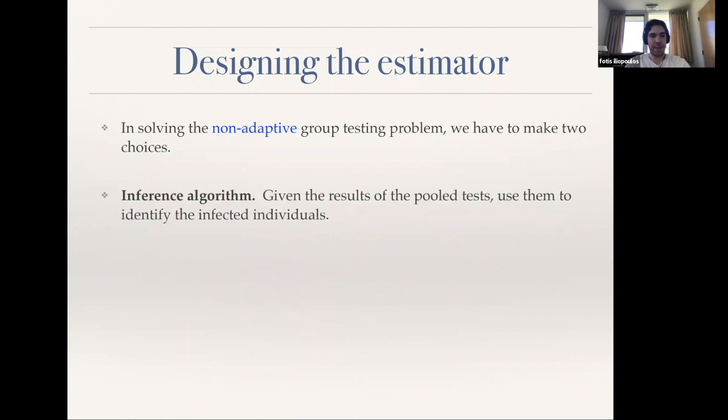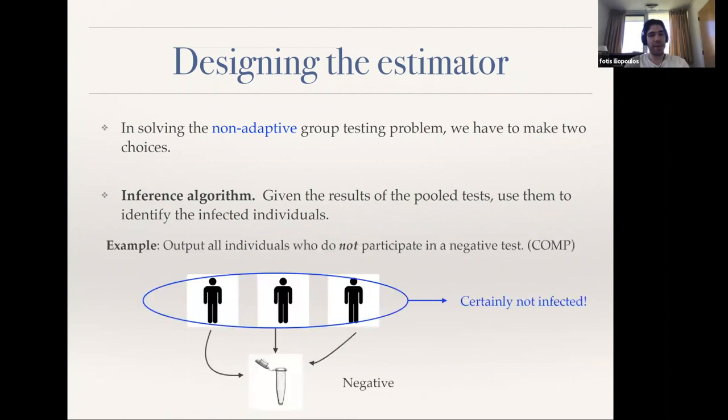This is our first choice. The second choice we have to make is the inference algorithm. Basically, given the results of the pooled tests, we need to use them to identify the infected individuals. This is not a priori clear how to do, but here is probably the simplest type of inference algorithm. Our estimator could output all individuals who do not participate in a negative test. This is the simplest thing you can do.